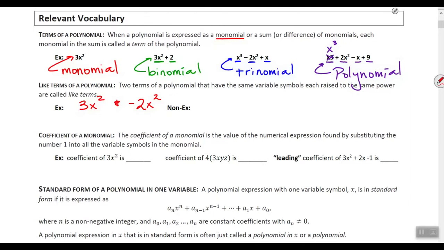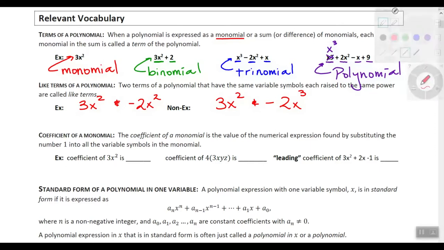Non-examples would be 3x squared and negative 2x cubed. I have the same variable, x, but the exponents are different, so they're not like terms.